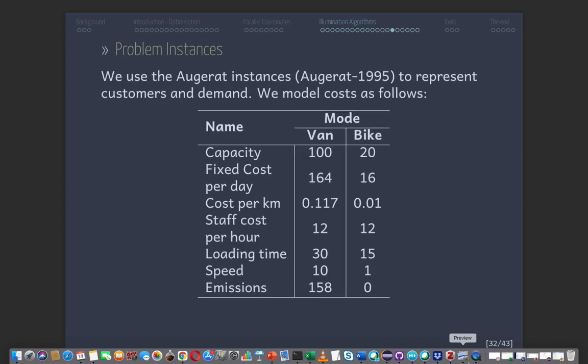We create some problem instances, and we use previously published instances by Urquhart. And then we model some costs. So we have capacities, fixed costs per day, cost per kilometre, staff cost per hour, loading time, speed and emissions for both modes. So for any particular solution, we can use this model for the two transport modes to work out how it will perform in relation to the 9 characteristics.